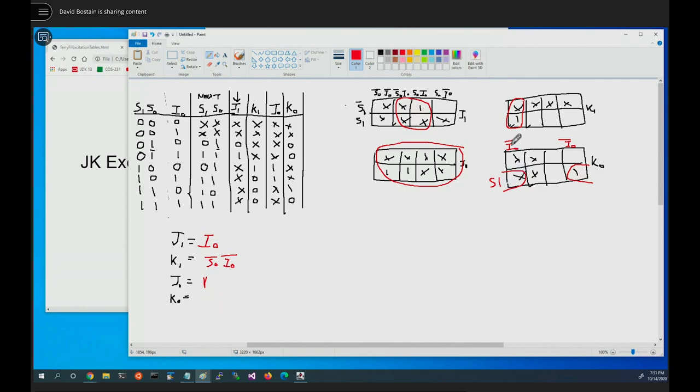So if we're in this column, we have to be I0 and I0 for that. And here we have to be S1, so it only can be those two terms. Okay, we think about them, if we were to take those two squares here, which would be this guy and this guy.